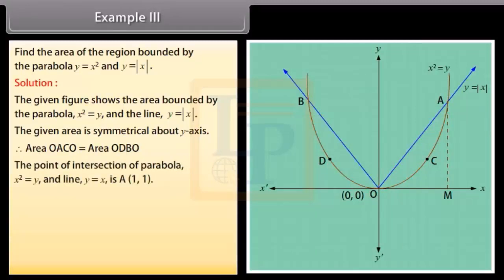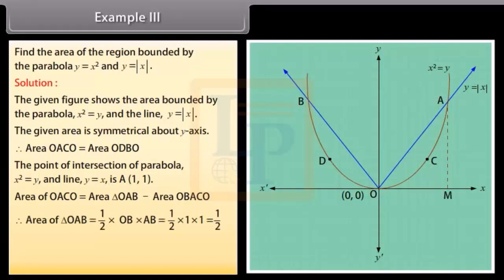The point of intersection of parabola x square is equal to y and line y is equal to x is A (1, 1). Area of OACO is equal to area of triangle OAB minus area OBACO. Therefore, area of triangle OAB equals 1 upon 2 into OB into AB equal to 1 upon 2 into 1 equals 1 upon 2.